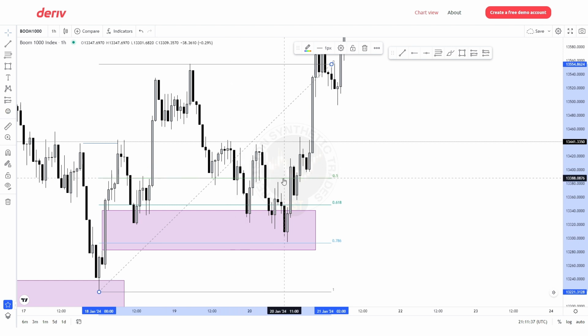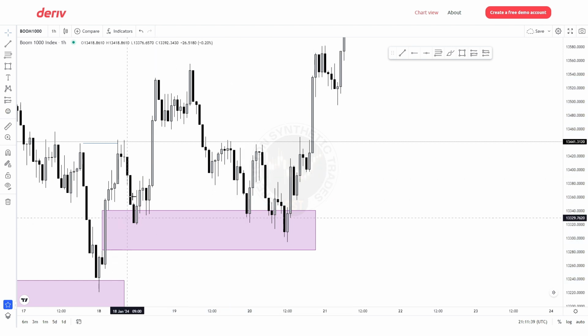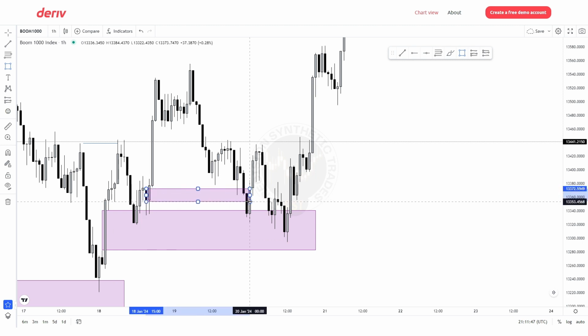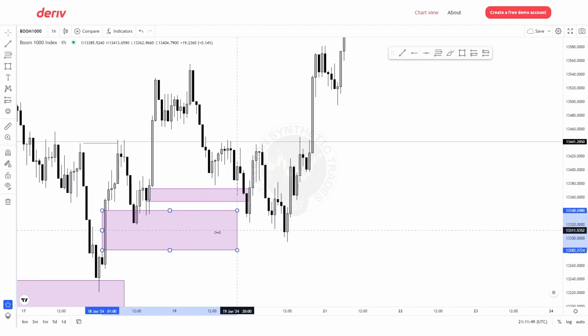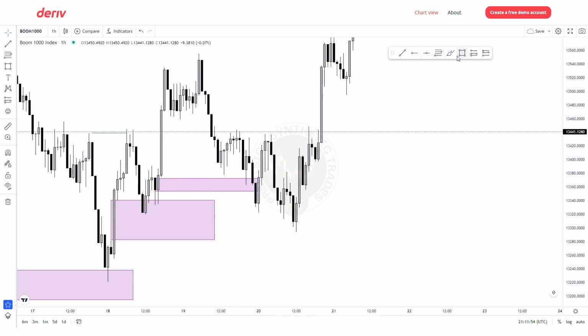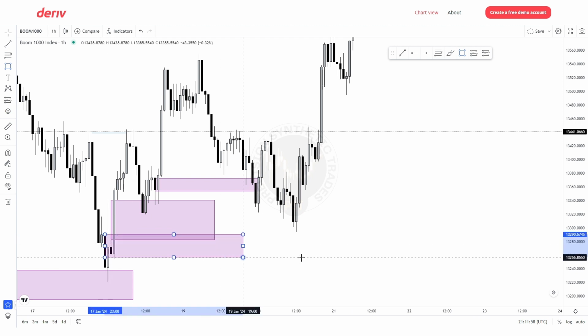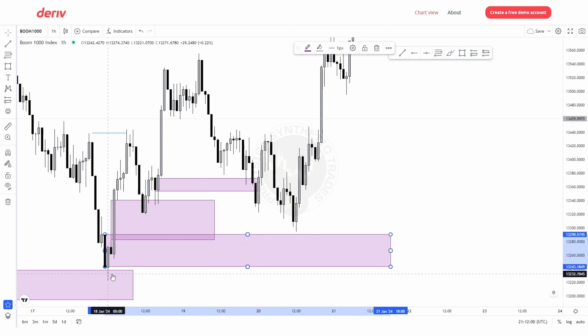Let's just delete the fib quickly. So we had this impulse move. Let's see what's happening. We draw our fib, so we're only looking for entries below the 50%. We have an order block. We have the fair value gap that was created there. Plus we have a nice big order block that's down here.